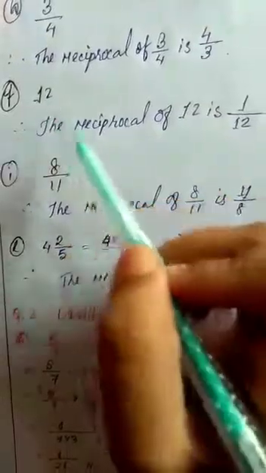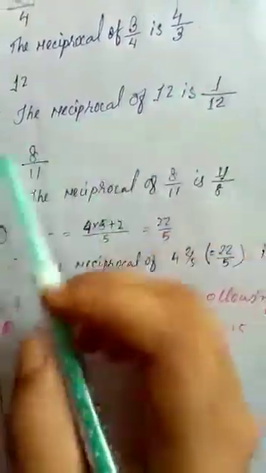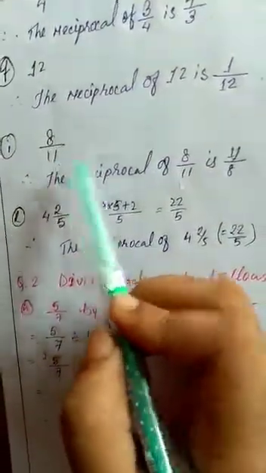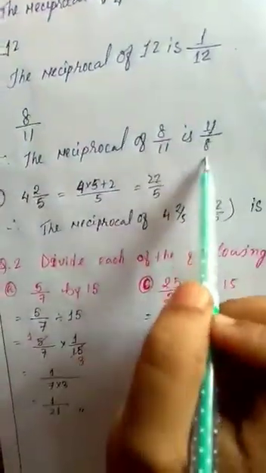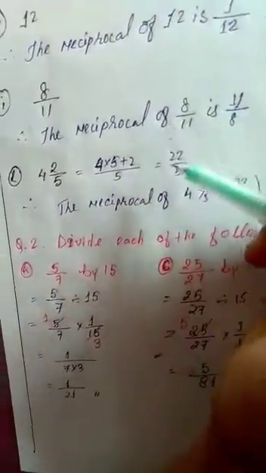And 12, so the reciprocal of 12 will be 1 by 12. Okay, now the reciprocal of 8 by 11 will be 11 by 8. We just have to make the numerator the denominator, and the denominator the numerator.